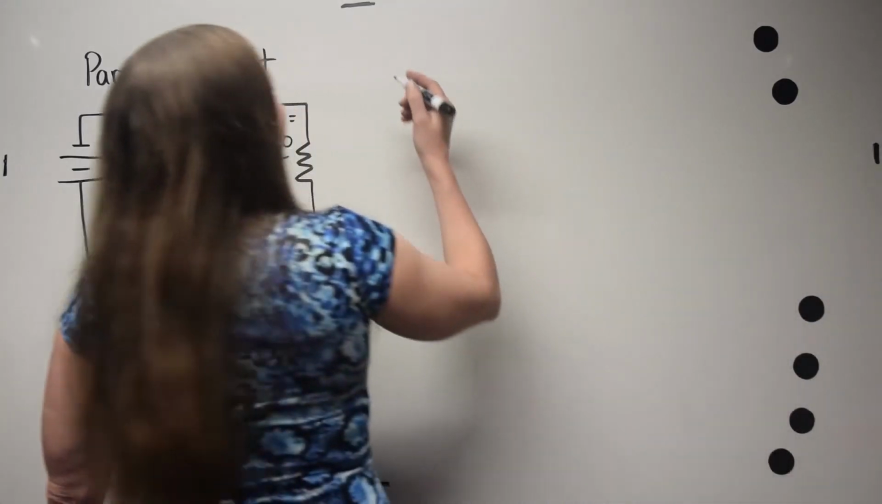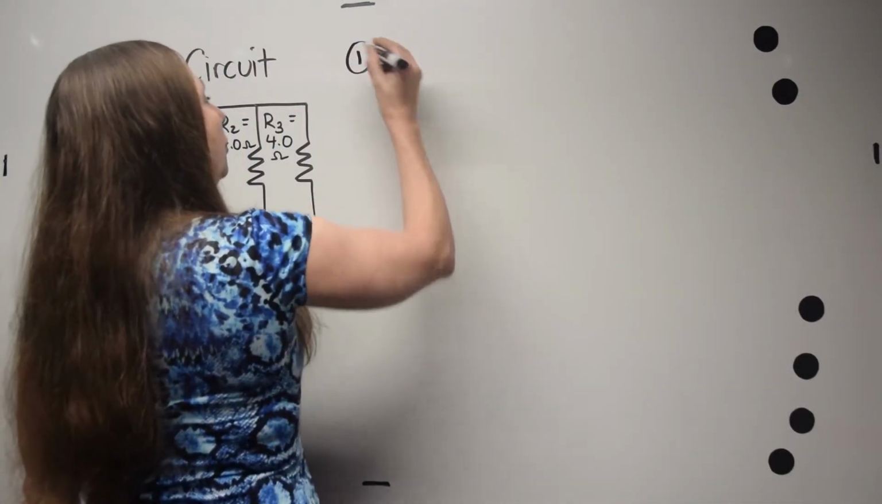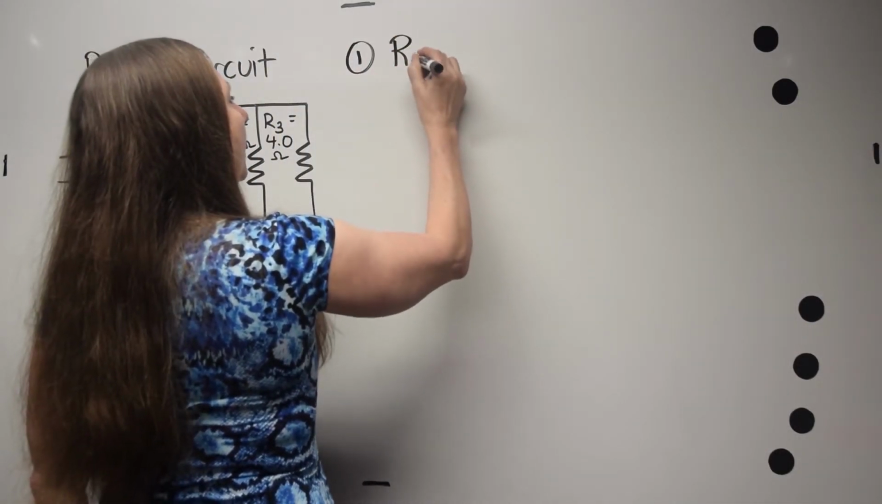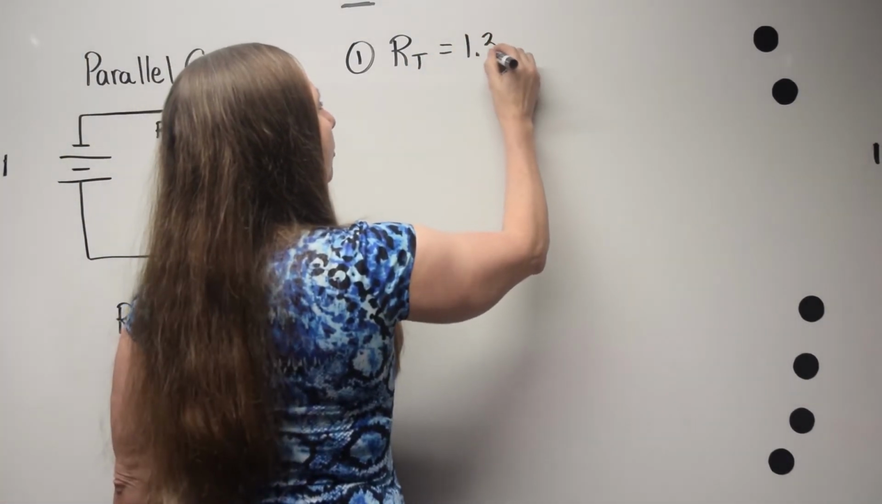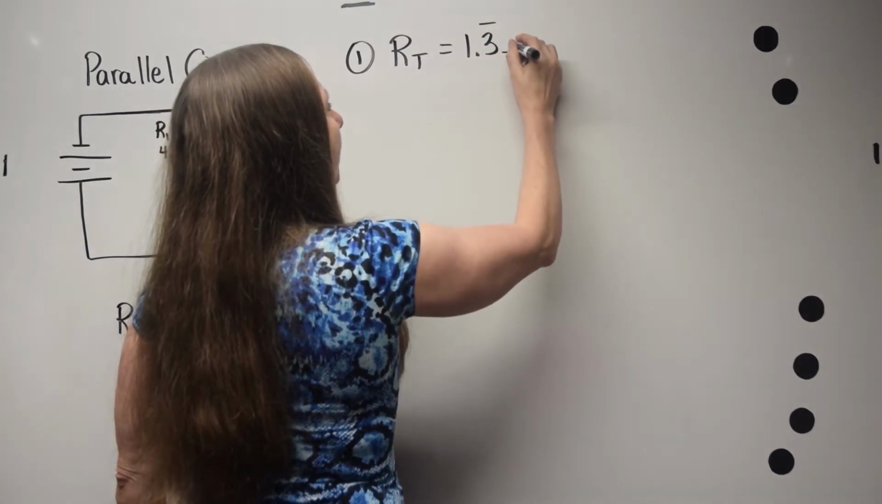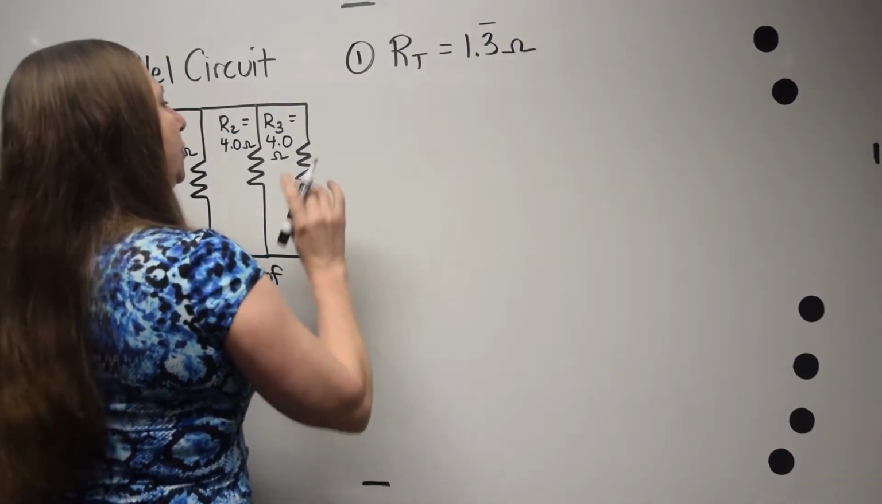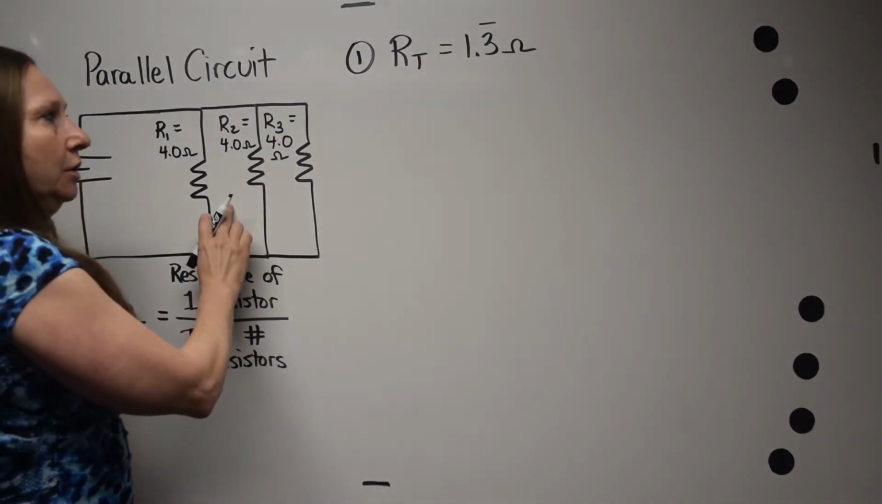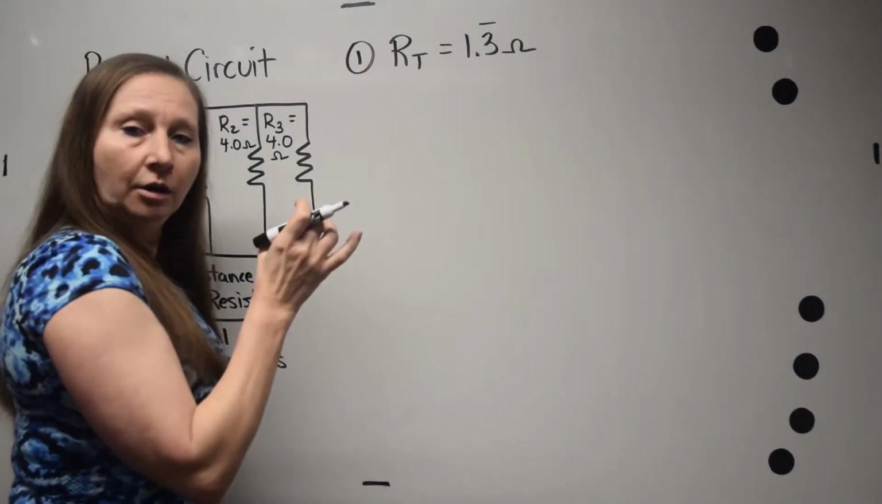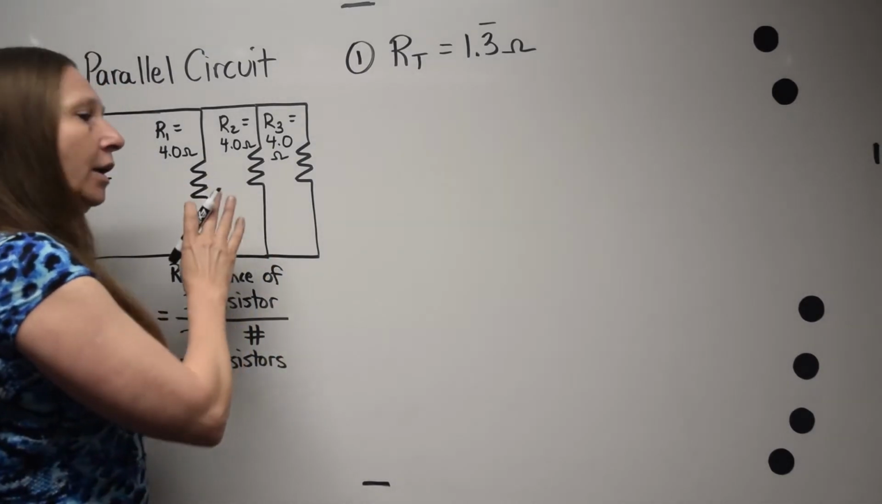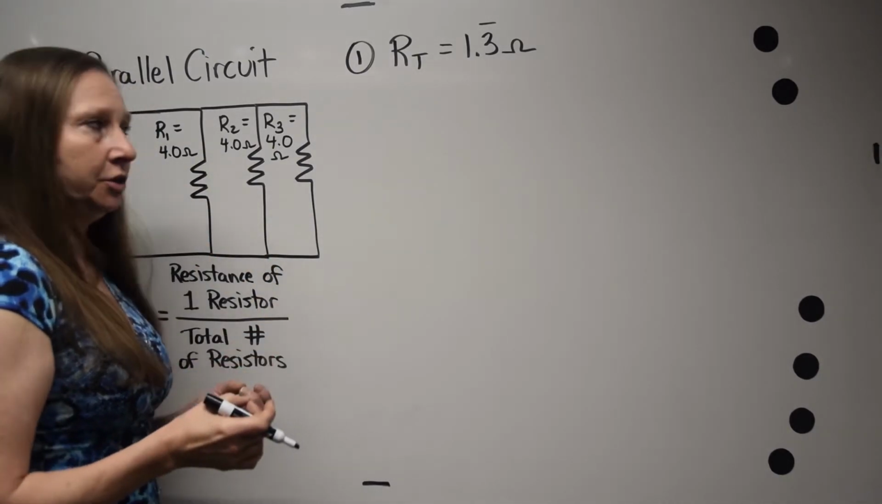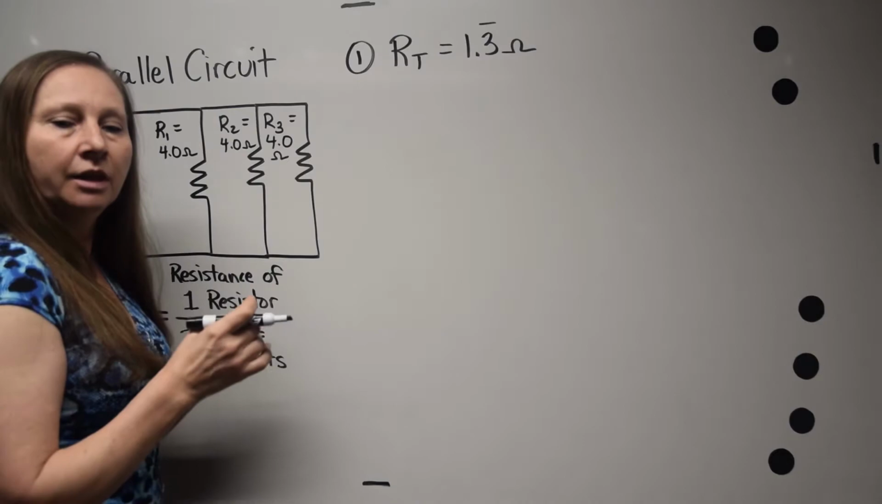Now, according to rule number 1, we calculated that the total resistance for this parallel circuit was 1.3 ohms, repeating. Now, the smallest single resistor is 4 ohms. So you see that the rule applies. The total resistance is less than the single smallest resistor. The total is less than 4.